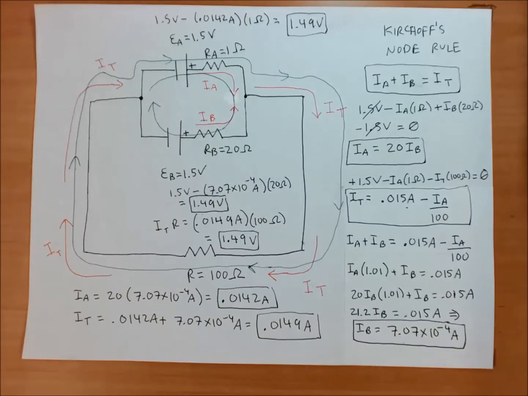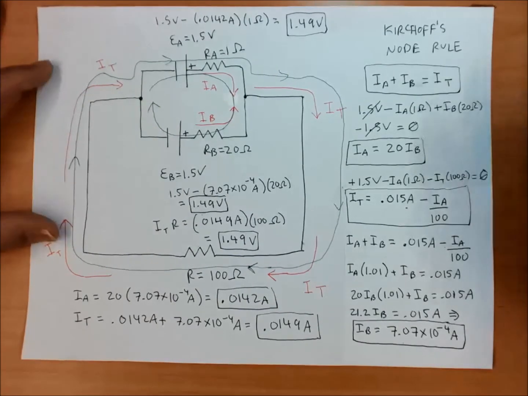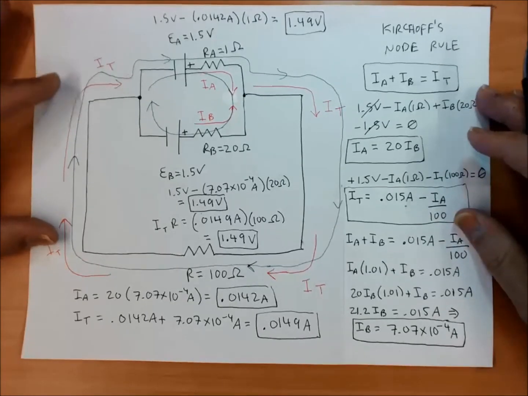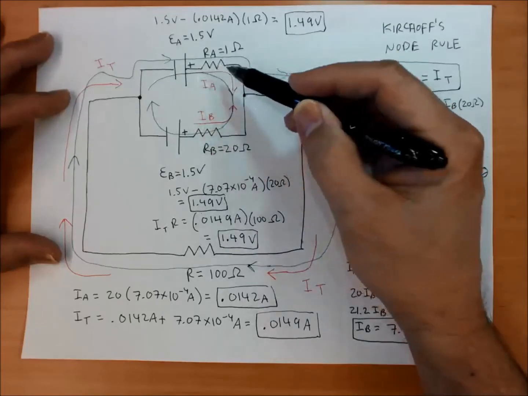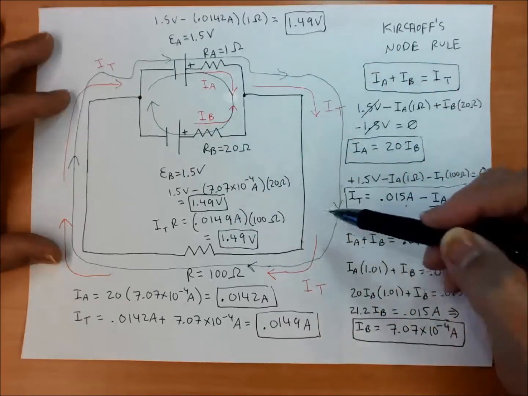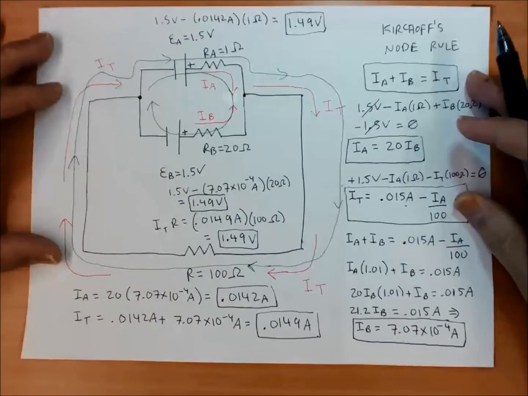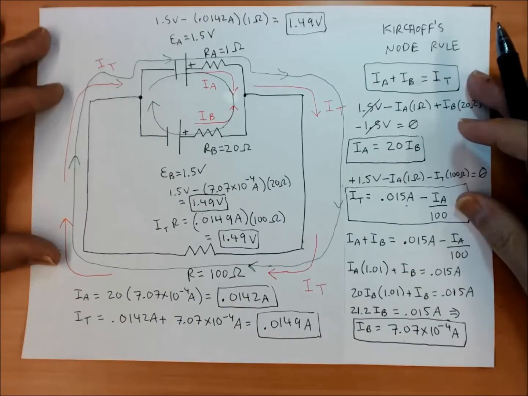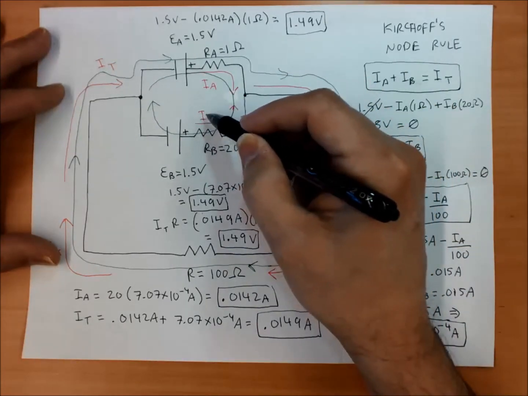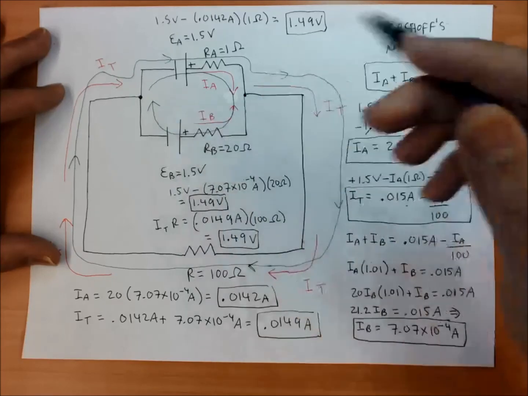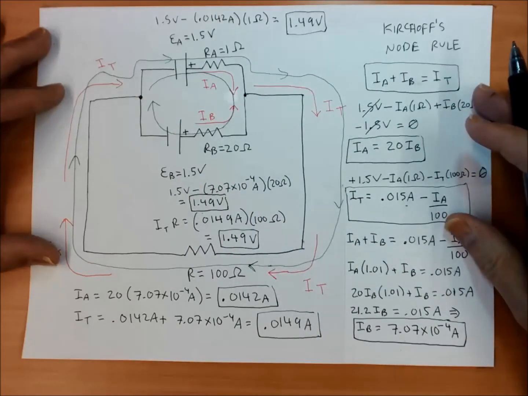I'd like to say one more thing about Kirchhoff's laws, both the node and the loop law. In order to use these laws, you have to make some assumptions about the direction of the currents, and you can kind of use your common sense to figure that out. But it turns out it doesn't matter how you make those assumptions. For instance, let's suppose I assume that current I sub B was going in the opposite direction when I drew in that current. You'll still get the correct answer.